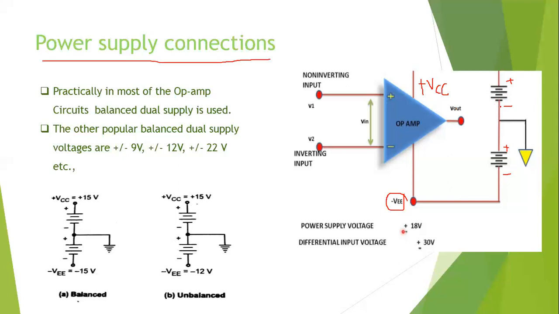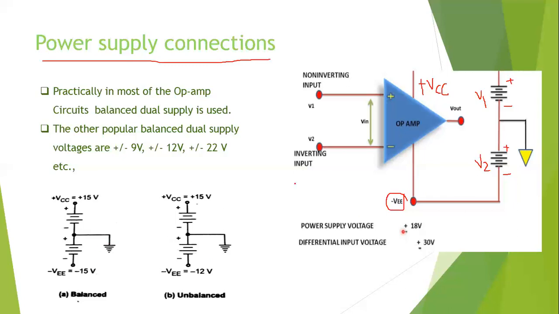Say this is V1 and this is V2. The positive terminal of V1 is connected to plus VCC of the op-amp, and the negative terminal of V2 is connected to minus VEE of the op-amp. The negative terminal of V1 and the positive terminal of V2 are tied together and grounded. This is generally how you connect the power supply in laboratories for practical purposes.